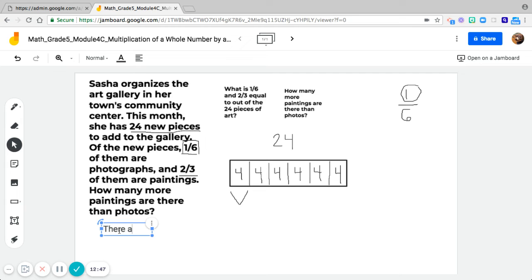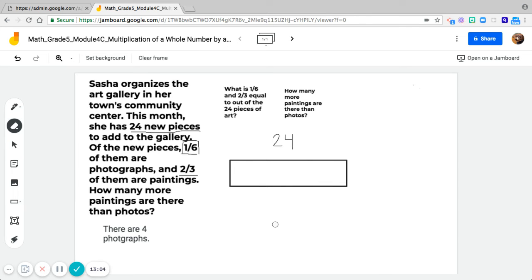There are 4 photographs. Okay, so we're going to keep that there so that we can remember. And now we're going to see how many paintings there are. Okay, so now we're going to focus on the paintings.